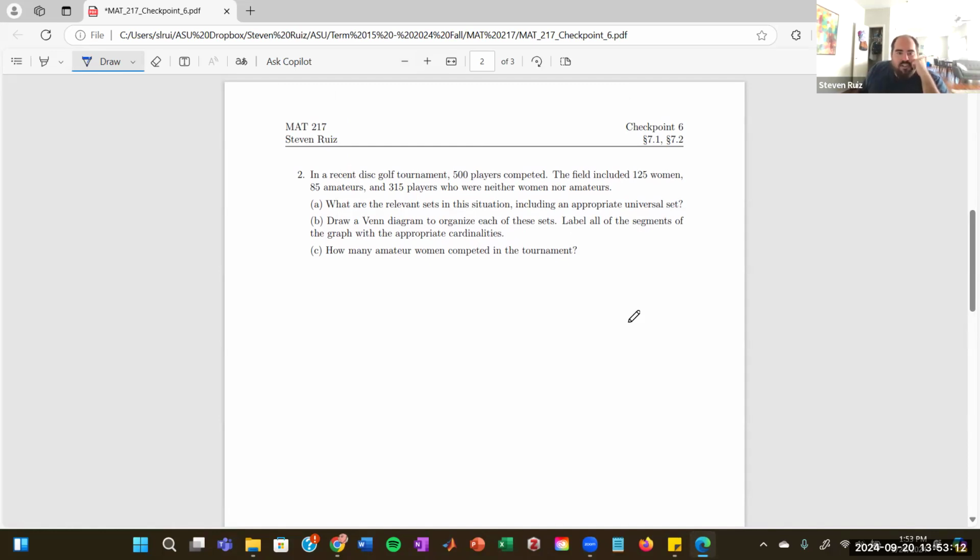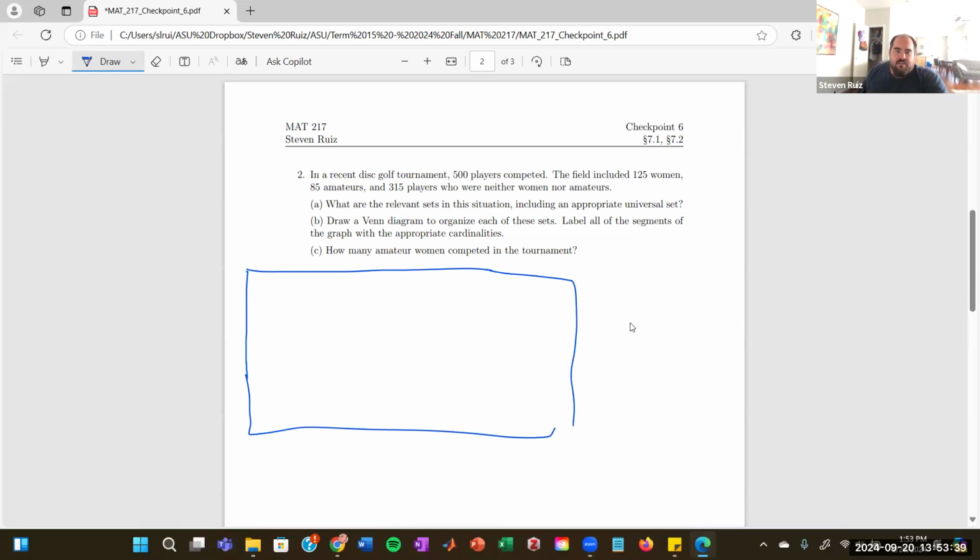Okay, so in a recent disc golf tournament, 500 players were competing. There were 125 women, 85 amateurs, and 315 players who were neither one of those two things. So, based on the way this question is written, I'm going to say that the sets are this. And maybe instead of writing those down, I'll just draw a diagram to include those. So I think my universal set is going to be, I'm going to call it P. There were 500 players in this universal set. So basically the entire tournament field is 500 players.